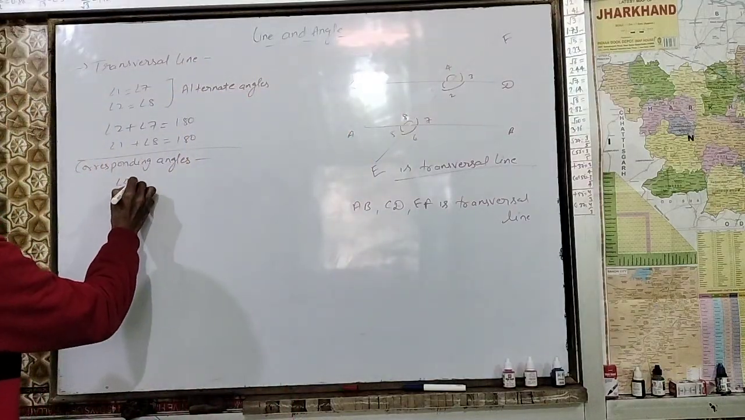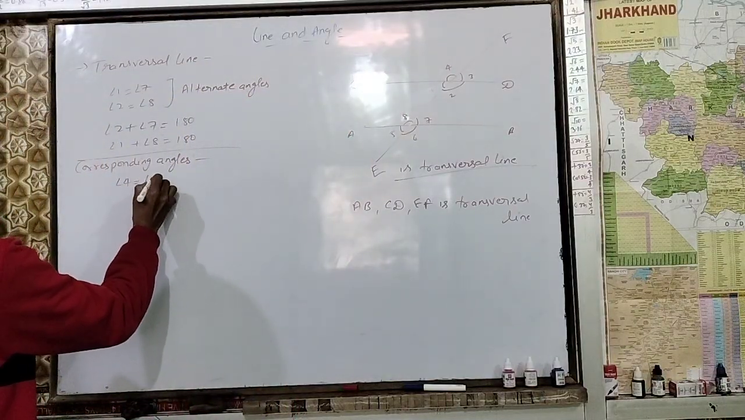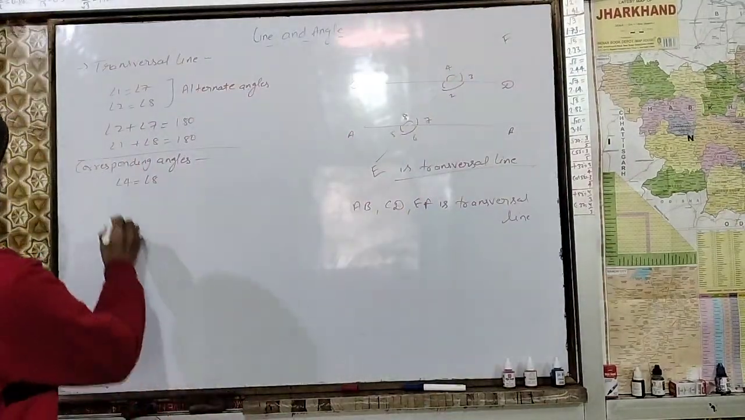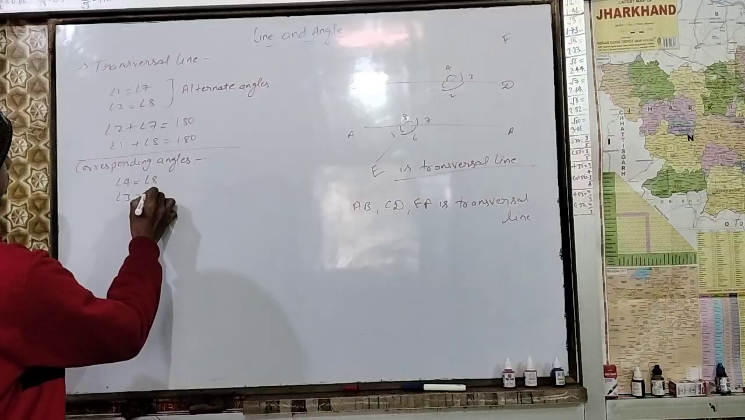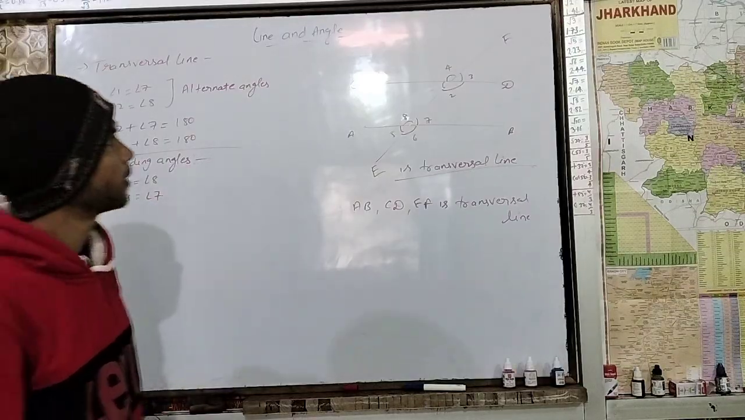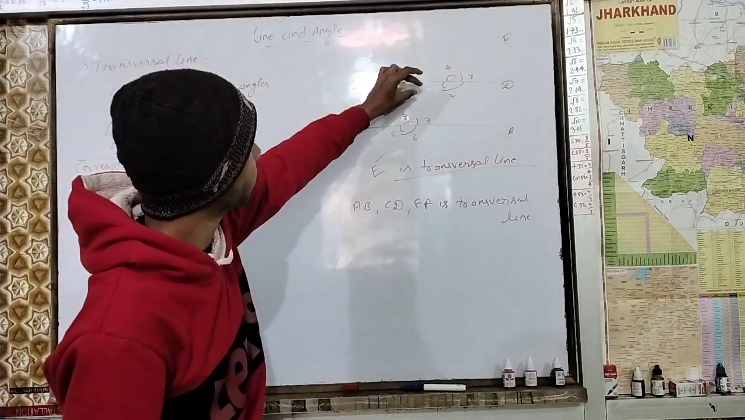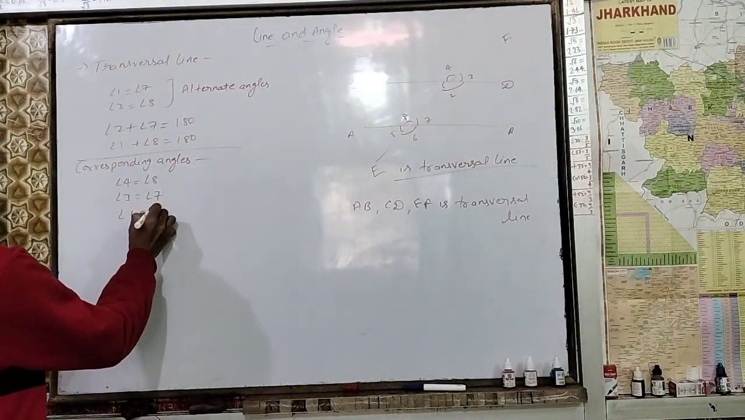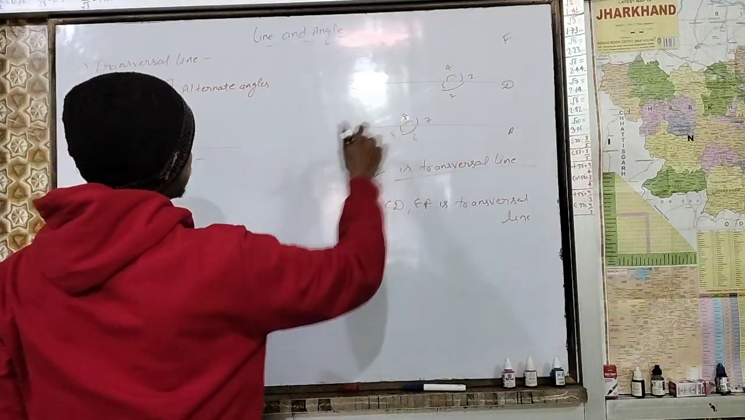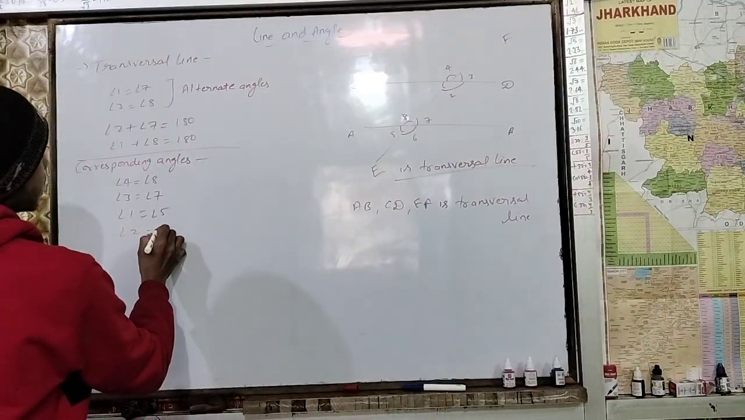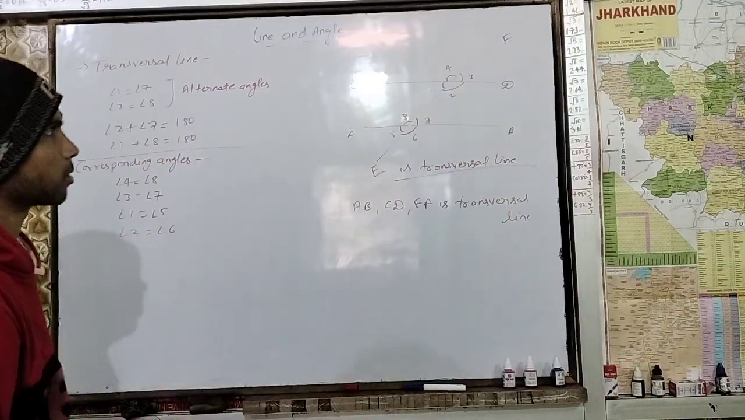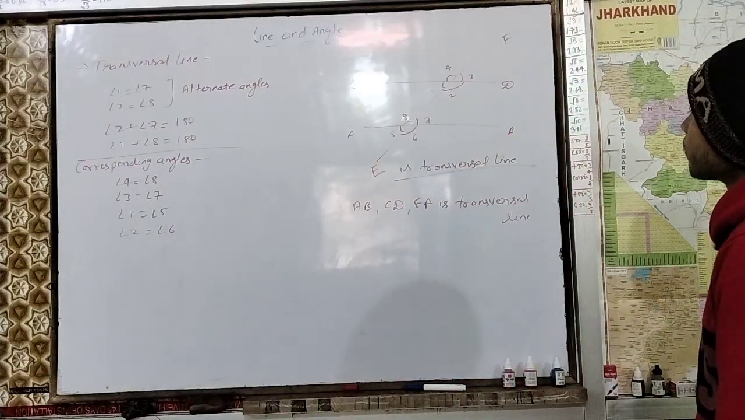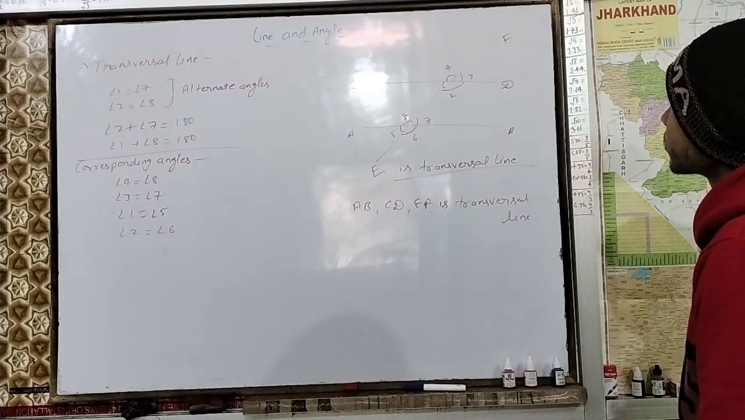So angle 4 is going to be equal to angle 8. Same with angle 3 is equal to angle 7. Okay. Same will happen with angle 1 is equal to angle 5. Angle 2 is equal to angle 6. Clear?